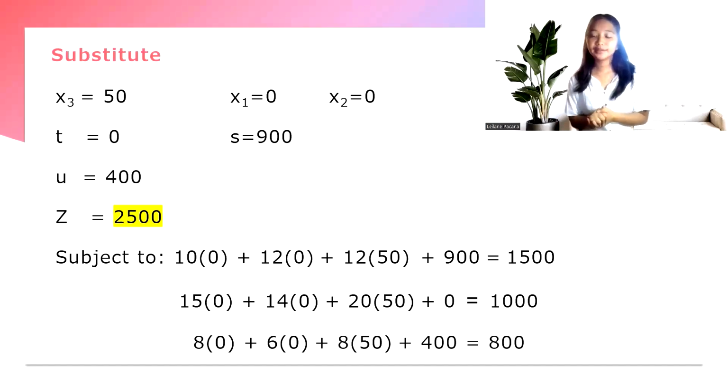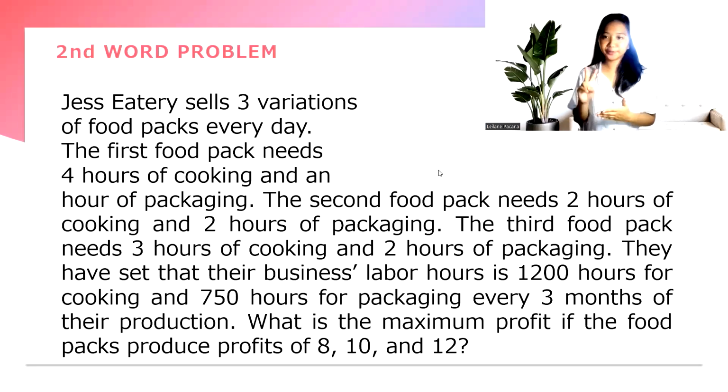Shine Company will be able to attain the maximum profit of 2,500 if it will produce 50 of the type C glass windows, with unused minutes of 900 in our first department out of that 1,500, and 400 unused minutes out of 800 minutes in our third department. So that's it. So this is our second word problem.